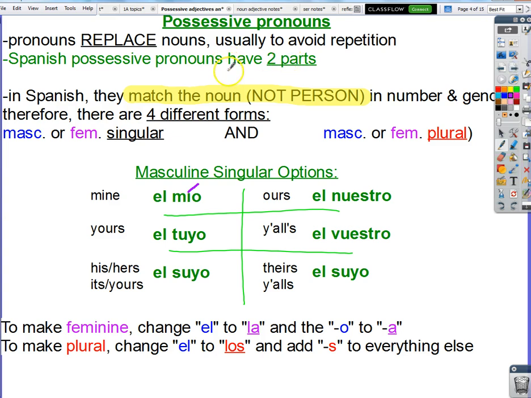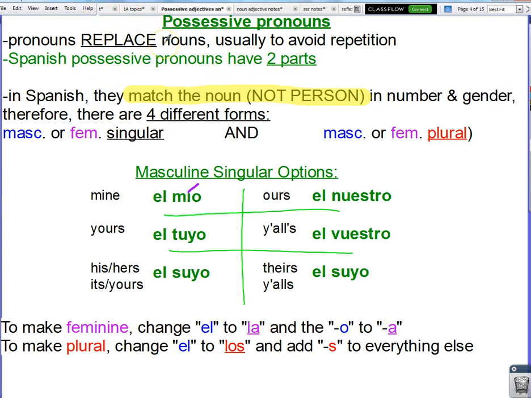Don't forget that possessive pronouns replace nouns, usually to avoid repetition, and they have 2 parts. We did discuss when you can leave out the definite article, but if you're ever in doubt, make sure you have el in front of mío, el in front of tuyo, el in front of suyo. Again, they have to match the noun, not the person they're describing, in number and gender.